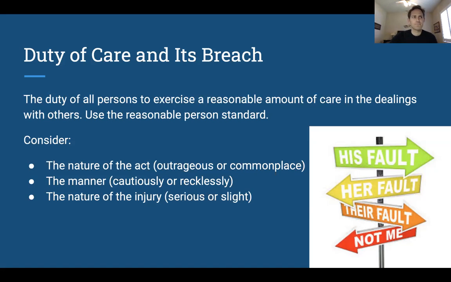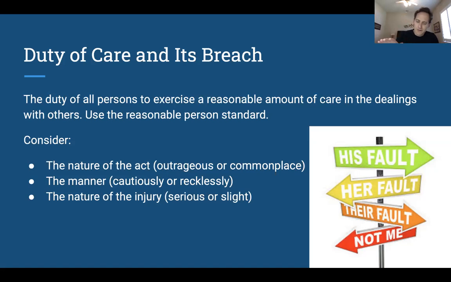We could muddy this water pretty quickly, but just know this: I can't do anything to injure my students at BYU Idaho. That would be negligent. Why? Because I have a duty to not injure you. That's my duty. Okay. We use what's called the reasonable person standard.